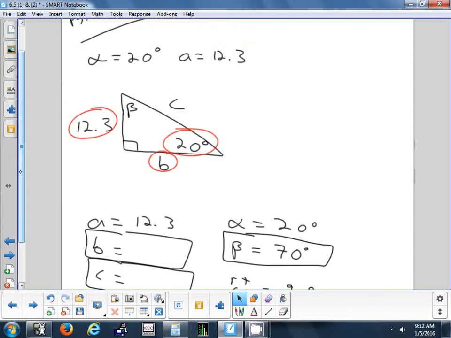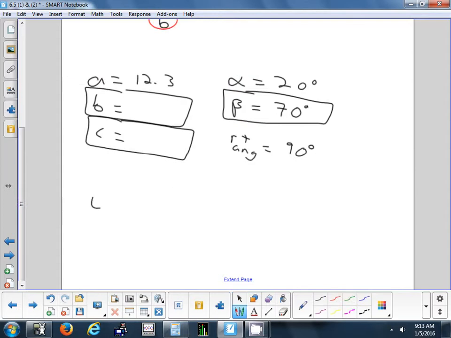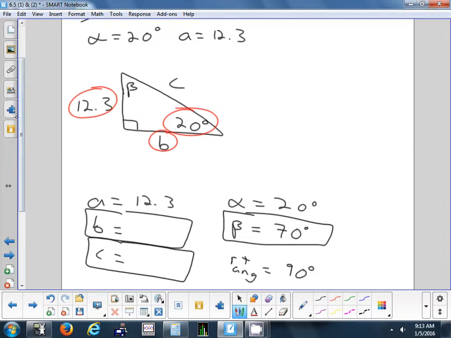Okay, without me going through every step, anybody think they can tell me which trig function I need here? I need tangent. Okay. I know the opposite. I want to know adjacent. Opposite is 12.3. Adjacent is B. So we'll use tangent. So tangent 20 equals 12.3 over B.